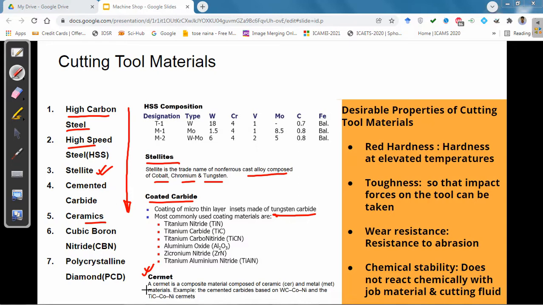So what is cermet? Cermet is a composite material composed of ceramic and metal material. That is why the name is cermet. Cer for ceramic and met for metal actually.